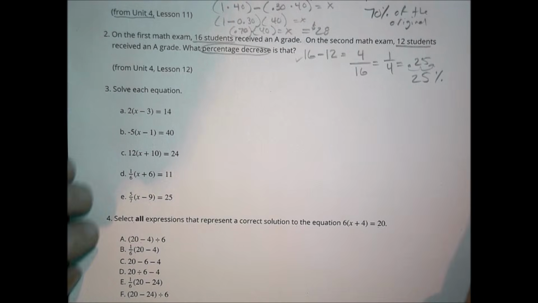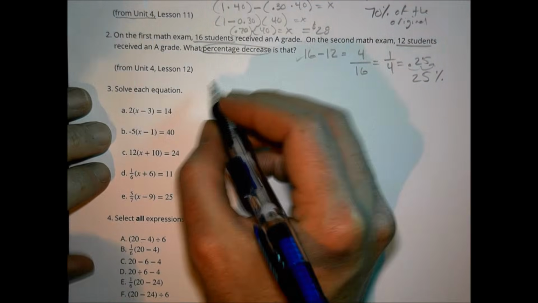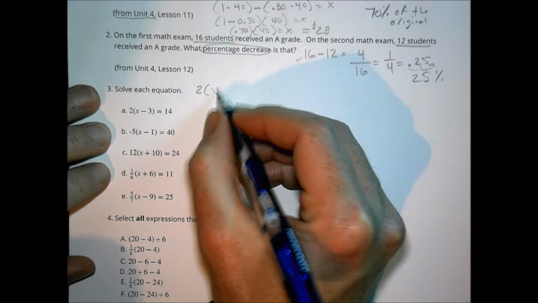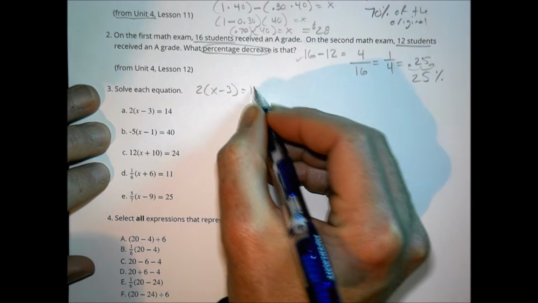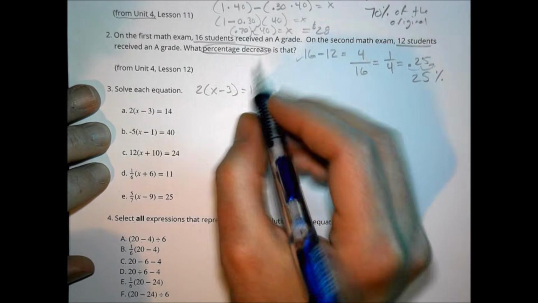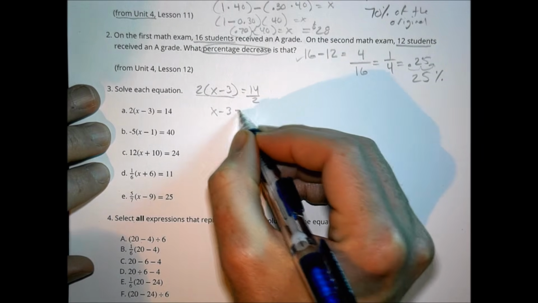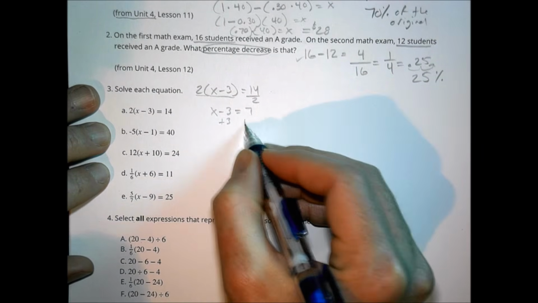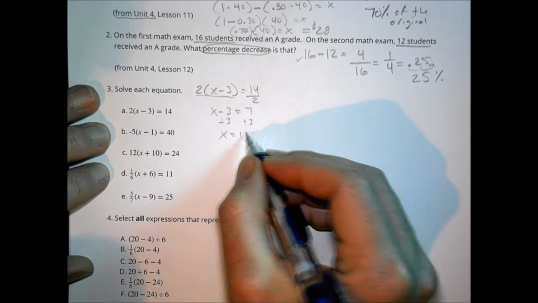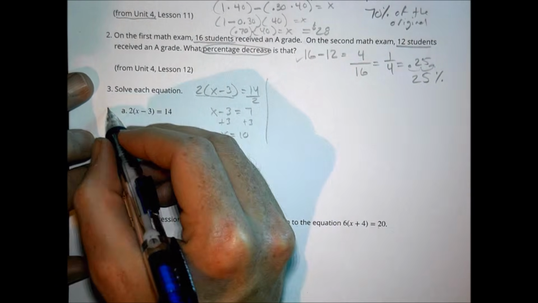Number 3, we have some equations to solve, and this goes with today's lesson. Let's start with the first one. We have 2 times x minus 3 equals 14. For this one, I'm going to divide both sides by 2. So I have x minus 3 equals 7. I'll add 3, and x equals 10. So for number A, we say it's 10.